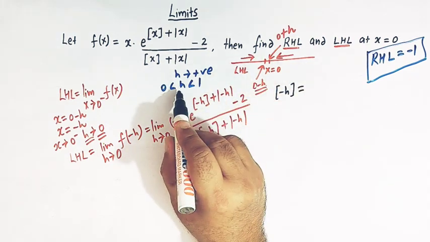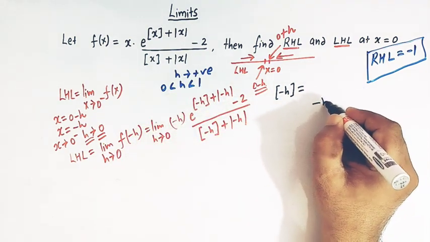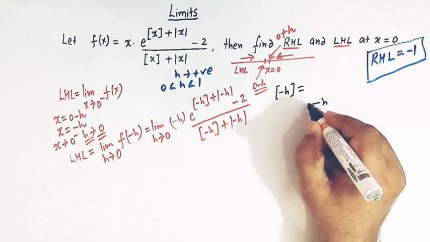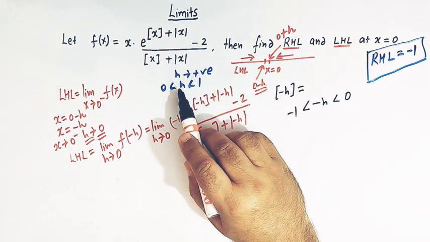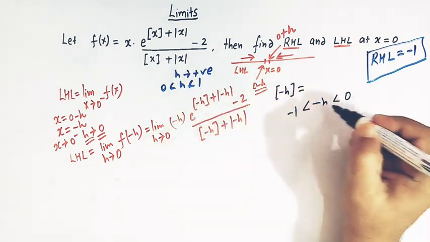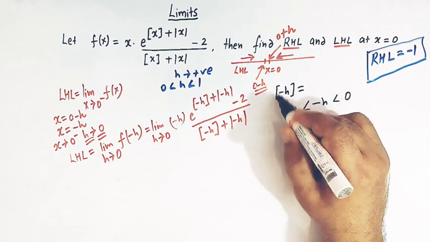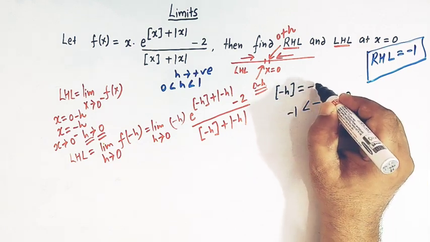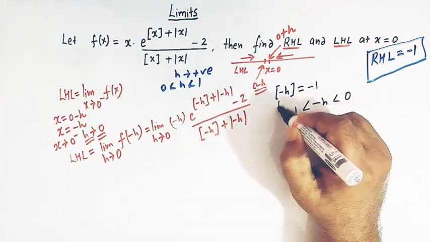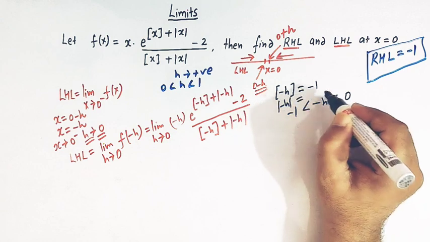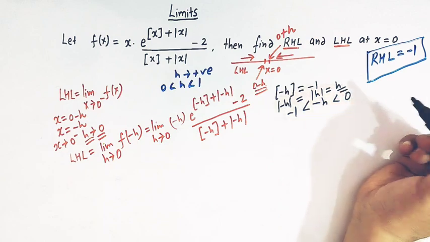So now see, here we need to find out the greatest integer of negative h. Now see, h lies between 0 and 1, right? So minus h should lie between minus 1 and 0. So when h lies between 0 and 1, then minus h lies between minus 1 and 0. So the greatest integer of minus h should be equal to minus 1, right? And mod of minus h can be simply written as mod of h, that is equal to h, right?